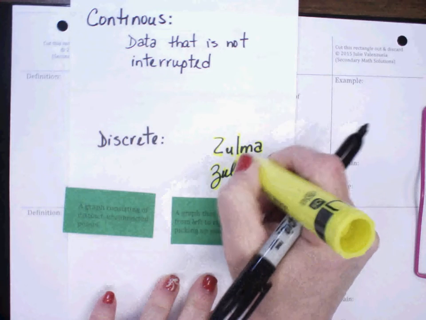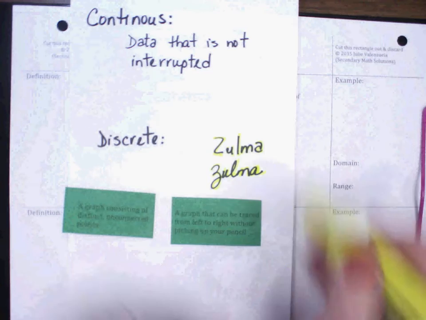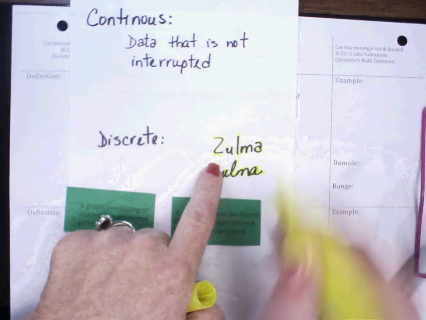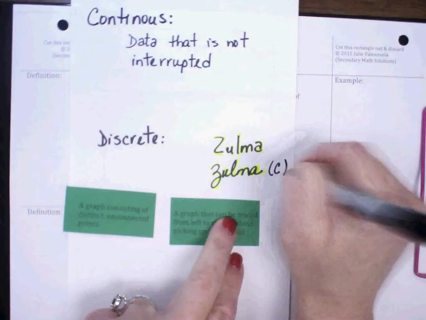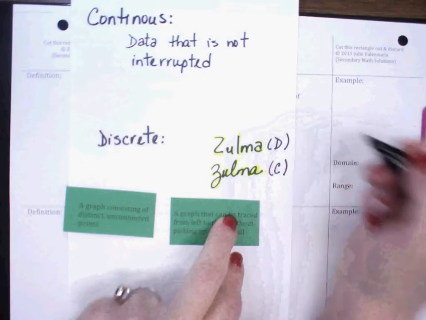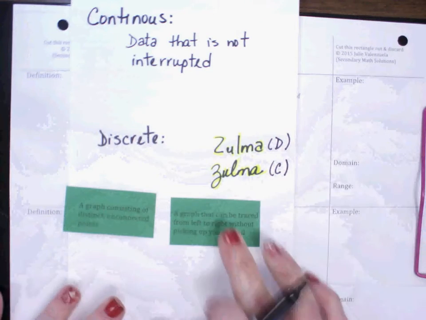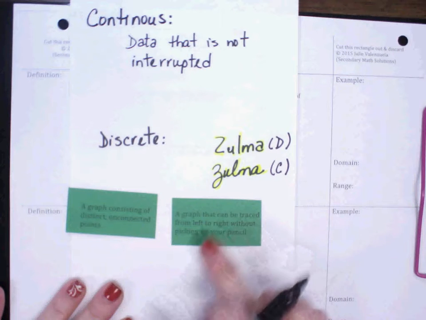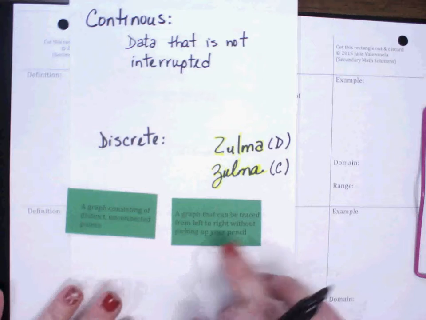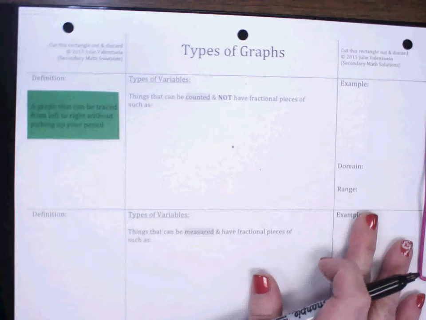What about if I write it in cursive? Which one is discrete and which one is continuous? The cursive is continuous, right? Because you're not supposed to pick up the pencil when you write in cursive. But when you print your name, do I pick up the pencil? Yes. So this would be continuous, and this would be discrete. I'm still tracing, right? I can trace both of them, but on one I am not picking up the pencil. So this is a graph that can be traced from left to right without picking up your pencil.